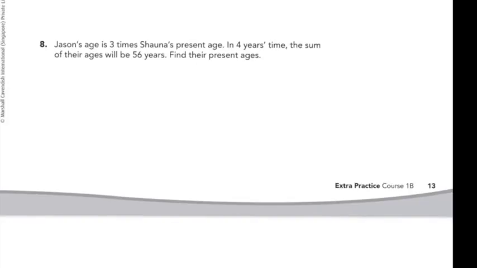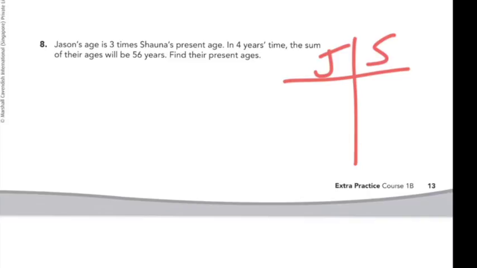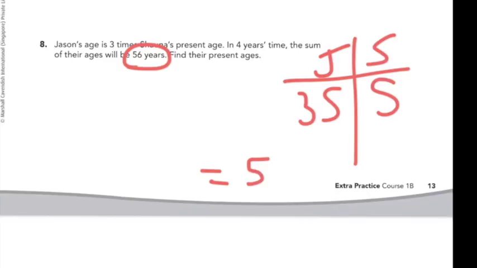Okay, let's just do one more. So we're going to do number 8. It says Jason's age is 3 times Shauna's age. So I'm going to make a little chart. Here's Jason. Here's Shauna. Jason's age is 3 times Shauna's present age. So if Shauna's is, let's say, S, Jason is going to be 3S. In 4 years' time, the sum of their ages will be 56. Find their present ages. Okay, so I know they're going to equal 56. I know sum means to add. So I need to add these up, and we're going to figure out how old they are at present.